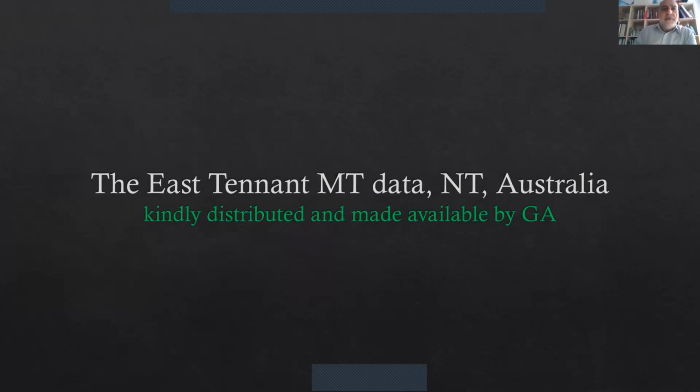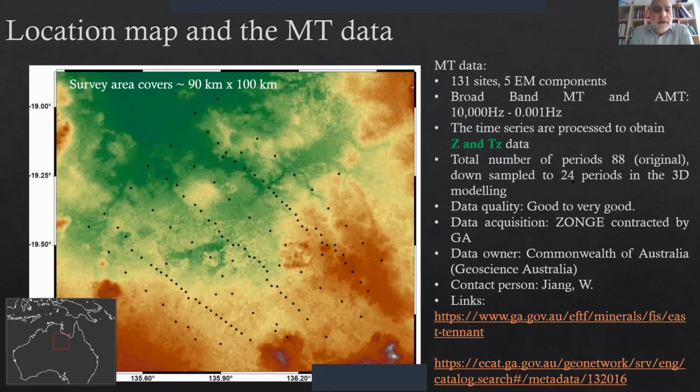On the location map, the study area is located in the Northern Territory, Northern Australia, and the survey covers around 100 by 100 kilometers. In total, there are 131 MT sites, and the 5 components are measured. The data are broadband plus audio magnetotelluric data, so the period range goes from around 10,000 hertz to around 10,000 seconds.